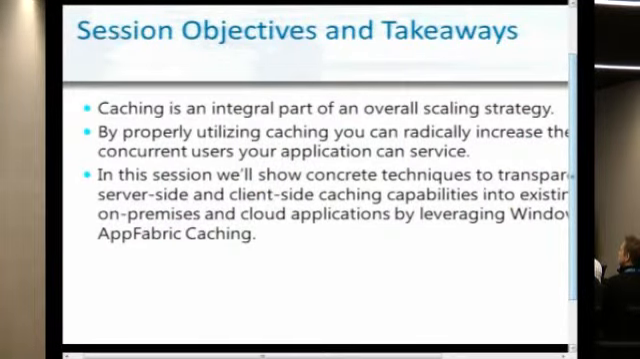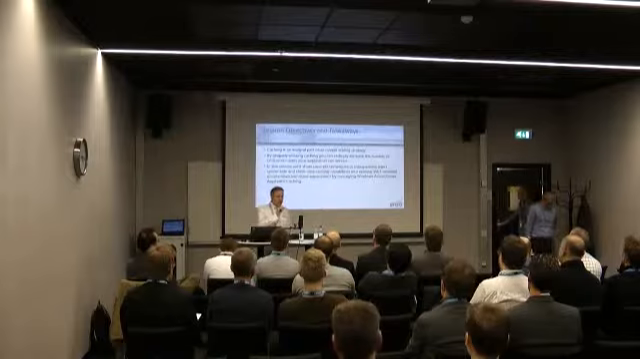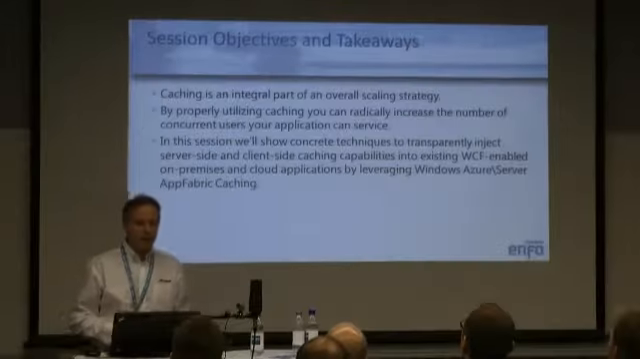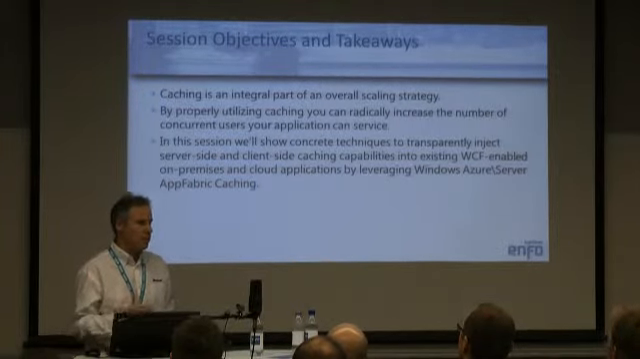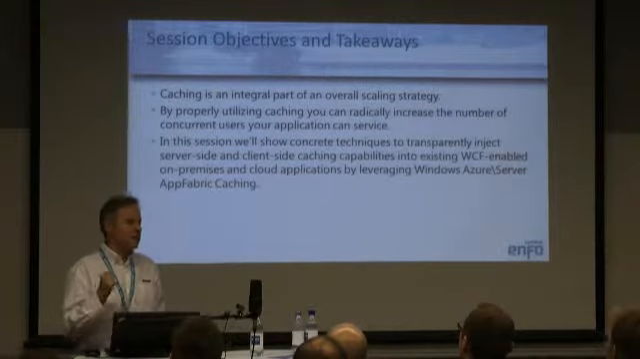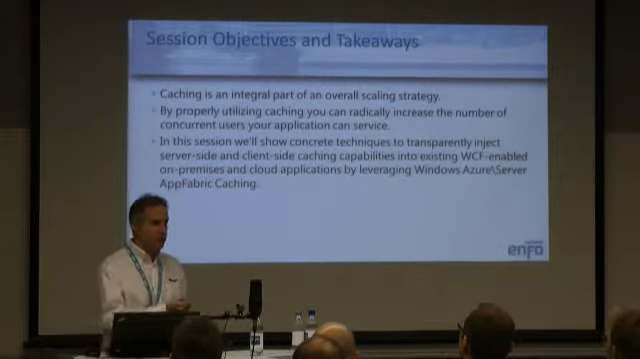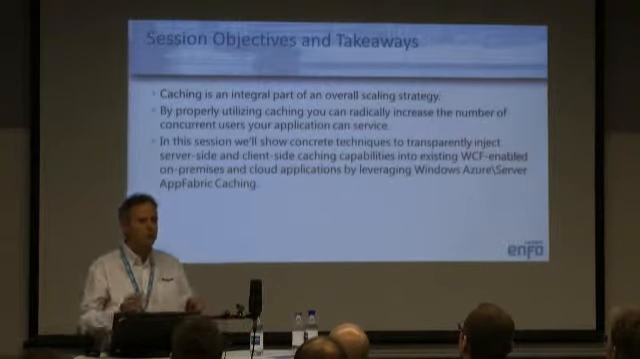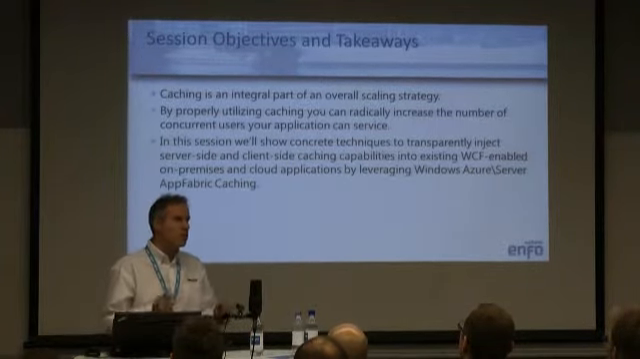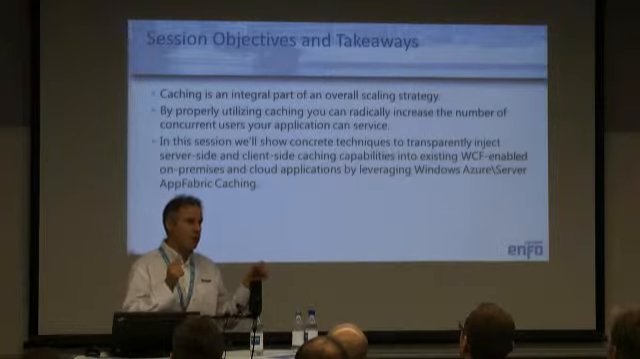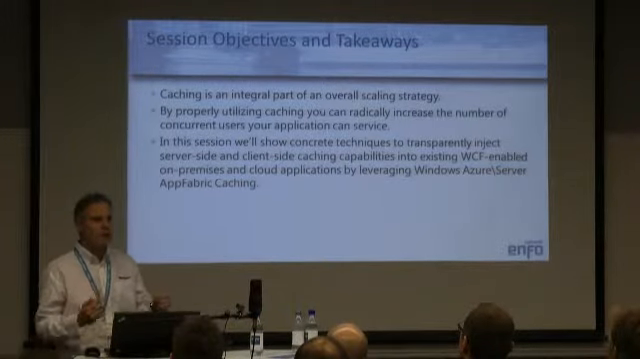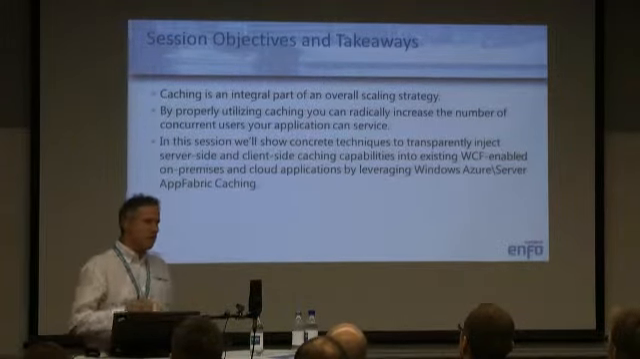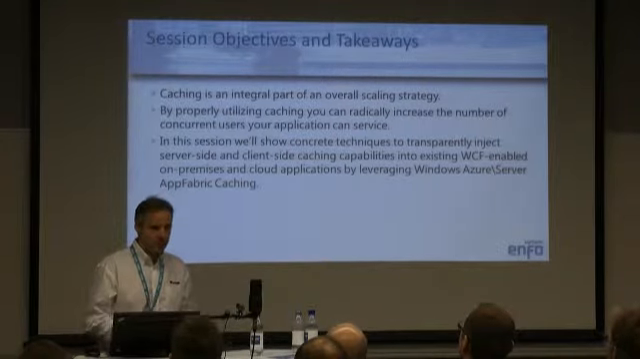So in this session, we are going to talk about caching, but we are going to see a very specific scenario. Of course, caching is an integral part of our strategy, both on premises and in the cloud. And if you make extensive usage of Windows Server AppFabric caching on premises and Windows Azure AppFabric caching in the cloud, you can really increase the number of concurrent users that your application can serve at the same time. So you can really speed up your application, okay?